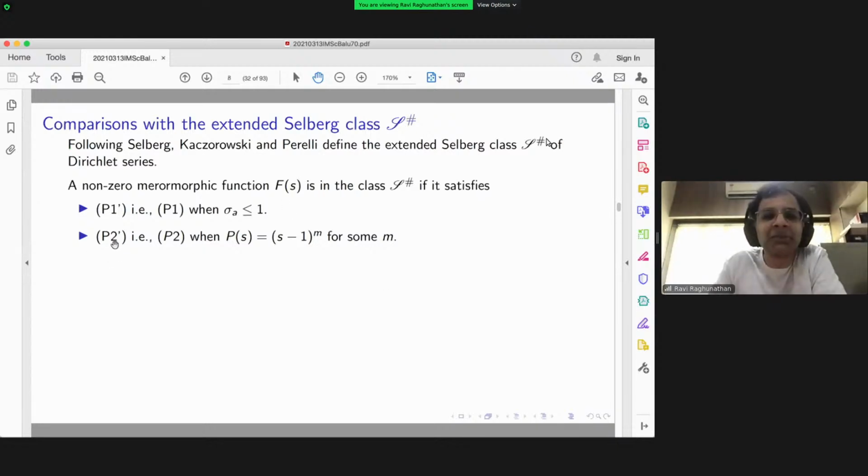Likewise, P2 prime is stronger for the Selberg class. You can't take any polynomial you like. You can only take the polynomial (s minus 1) to the m for some m. So in other words, you're assuming that your Dirichlet series has meromorphic continuation to the whole complex plane with at most one pole. If m is 0, in fact, you're making the assumption that it's entire, but the only pole you're allowing for the Dirichlet series is at s equals 1. So again, obviously, it's a much stronger condition.